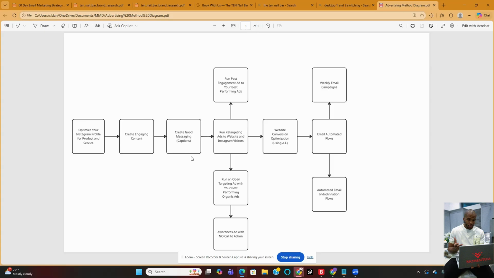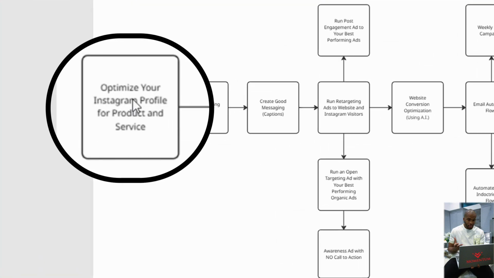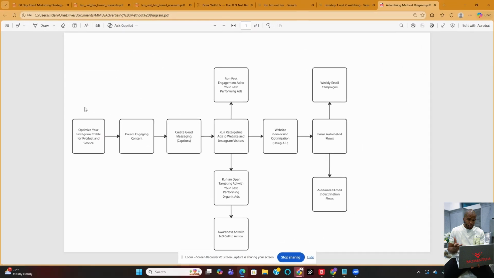So we're gonna talk about just the very basic strategy on how to run ads the most effective way on your e-commerce store, right? The first thing you want to do is optimize your Instagram profile for your product or for your service, right? So what that means is your Instagram should be optimized to be obvious what it is that you're selling, right? So for example, let's take a look.